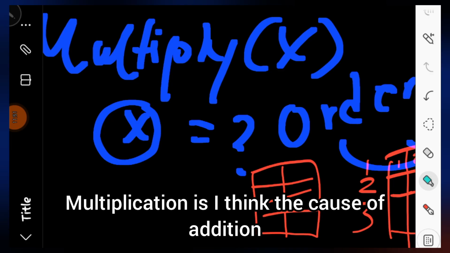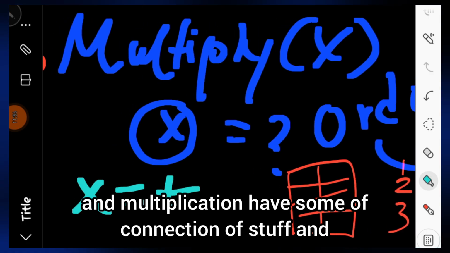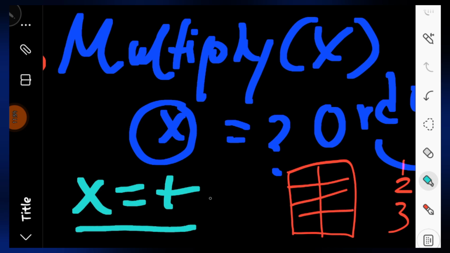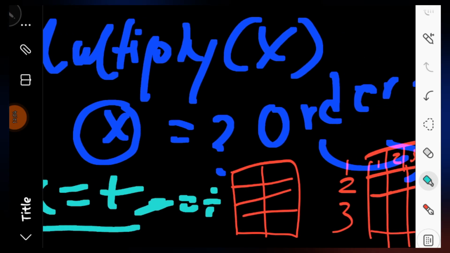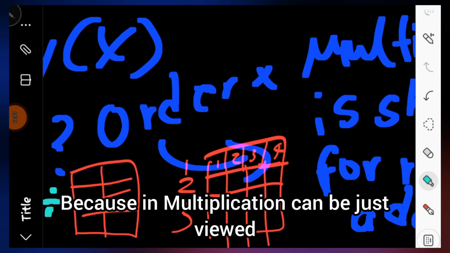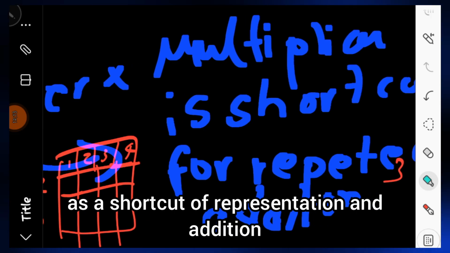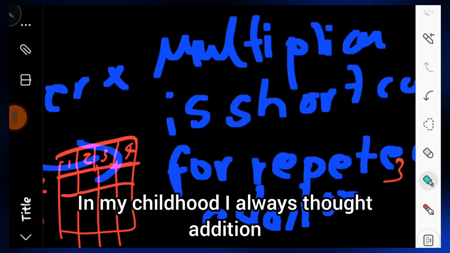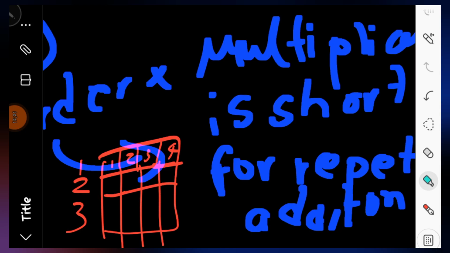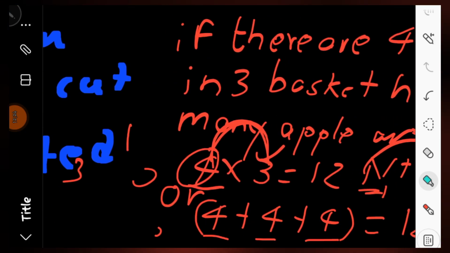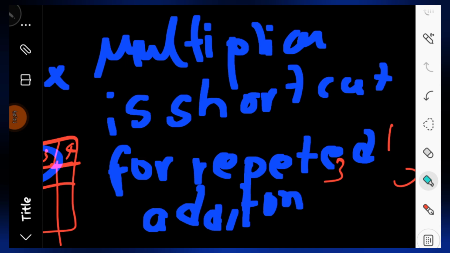Multiplication is, I think, the cousin of addition, because I feel like addition and multiplication have some connection, and subtraction and division have some connection. Is it just me or you? Because multiplication can be viewed as a shortcut of representing an addition. In my childhood, I always thought multiplication was just formulas and stuff, and I spent days remembering those. But after learning that multiplication is just a shortcut form of addition, I thought, what?